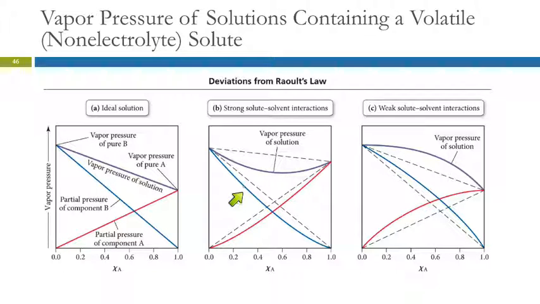And the same thing happens with the other component. So when we add these 2 curves together, we get this purple thing here, where the vapor pressure is actually lower in the middle than it is at either end. If you have very weak solute-solvent interactions, those 2 components are kind of pushing each other away. That will cause the vapor pressure of each to be higher than predicted by Raoult's law. And so then the curve bows in the other direction, and the vapor pressure of the solution also bulges up in the middle.